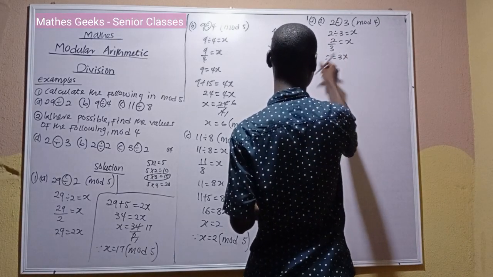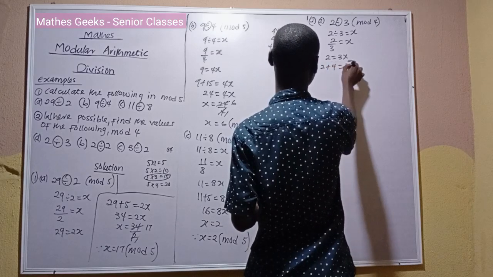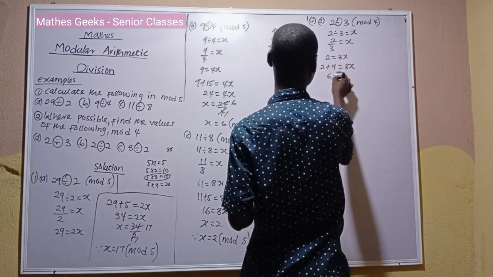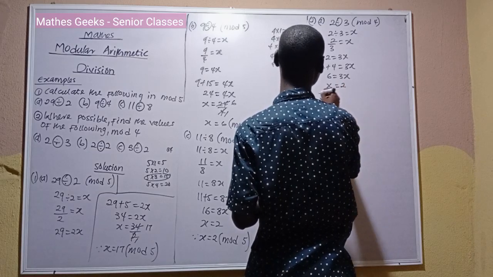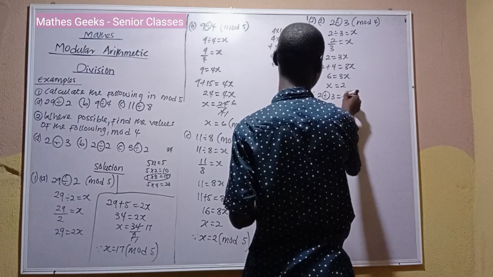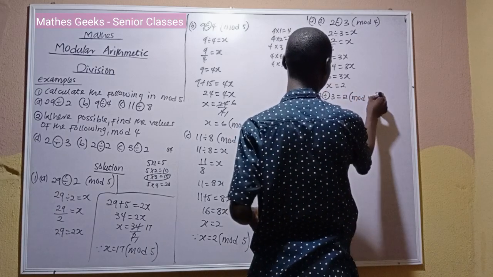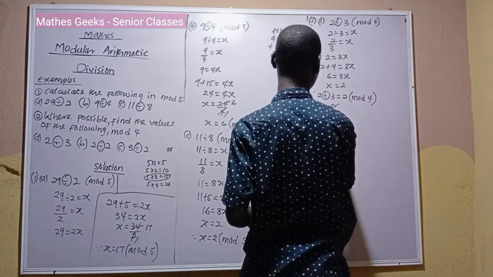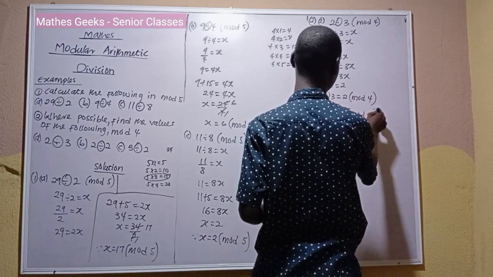So when you get that, 2 plus 4 equals 3x. That's 6 equals 3x, and x equals 2. So therefore 2 divided by 3 equals 2 in mod 4. Or we say x is equal to 2 mod 4.